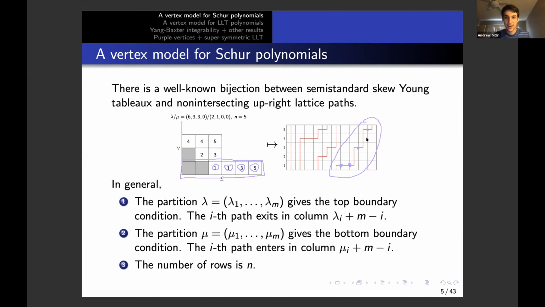Okay, so I can do this for any semi-standard skew Young tableau. The partition lambda gives me the top boundary condition, so it tells me where the paths are exiting the lattice. And the partition mu gives the bottom boundary condition, so it's telling me where the paths are entering the lattice. And n, the maximum entry you're allowed in your tableau, has to be the number of rows. So there's a bijection between semi-standard skew Young tableaux and non-intersecting upright lattice paths, and I'm going to use that to construct a vertex model for Schur polynomials.